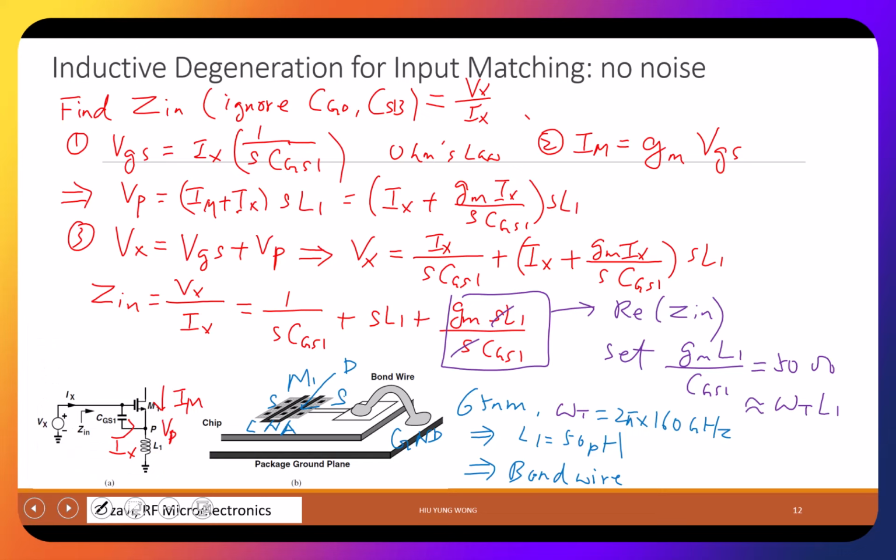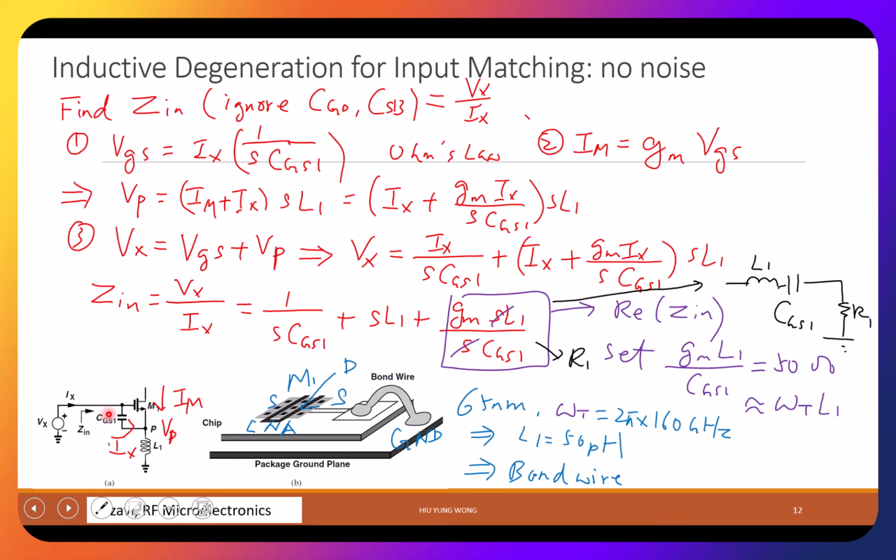Here, this is also called R1 later, right? So this circuit is like this. You have L1, CGS1, and then R1. What do you mean by source? No, I'm talking about looking into this direction, right? Looking into here, I get Z in.